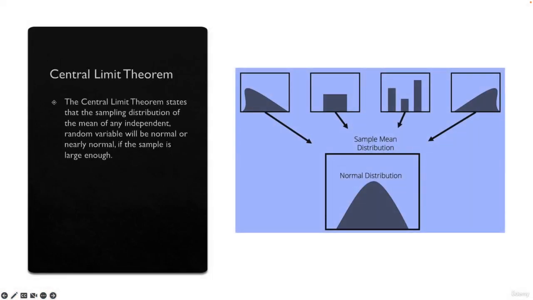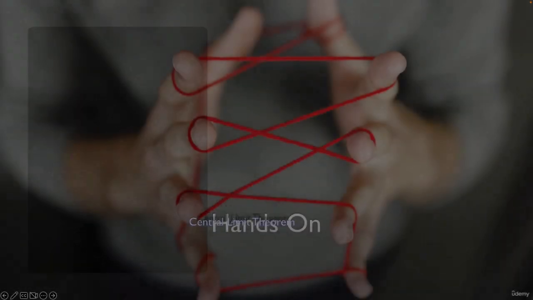The central limit theorem states that the sampling distribution of the mean of any independent random variable will be normal or nearly normal if the sample is large enough. What it means is, suppose I've got a very large data set and I select multiple samples, then the means of these individual samples follow the normal distribution, and that is the overall idea behind the central limit theorem. You'll get a better idea if we implement this in a hands-on manner.